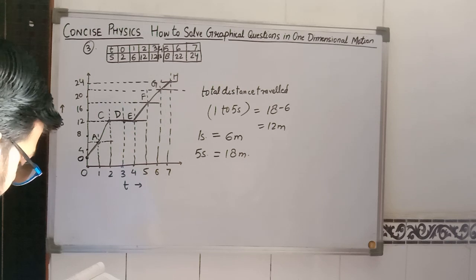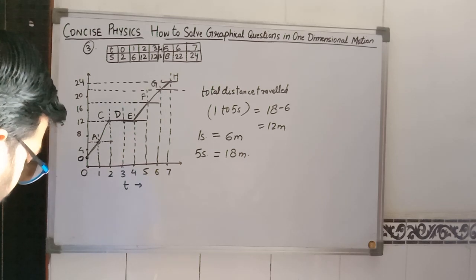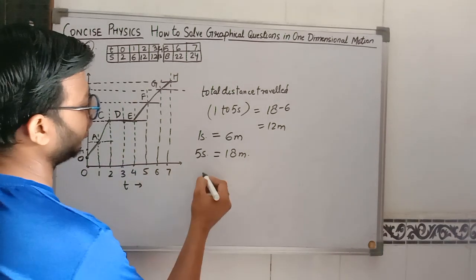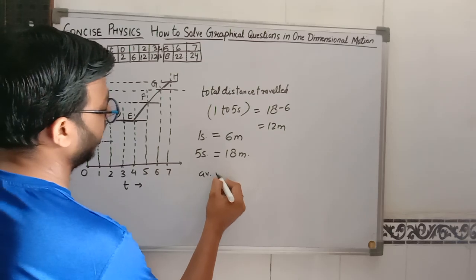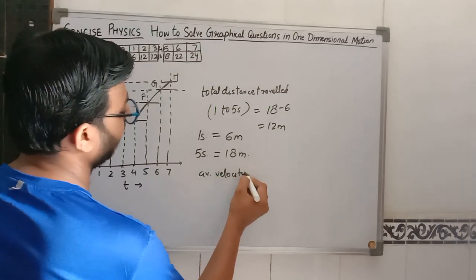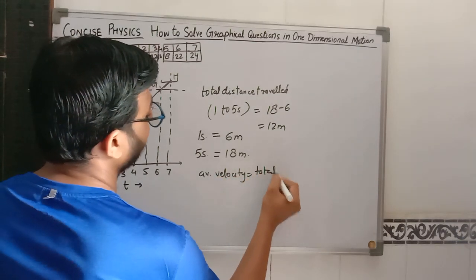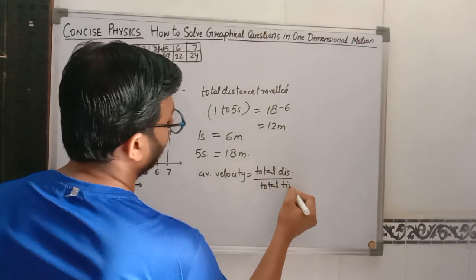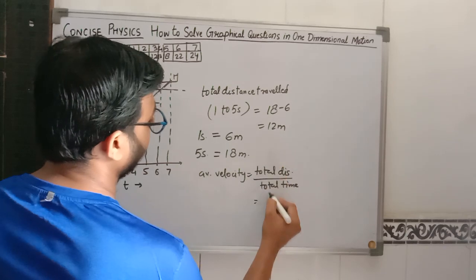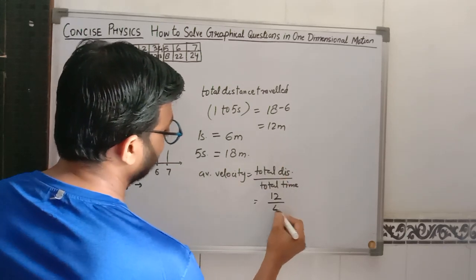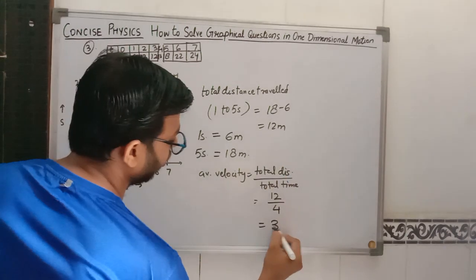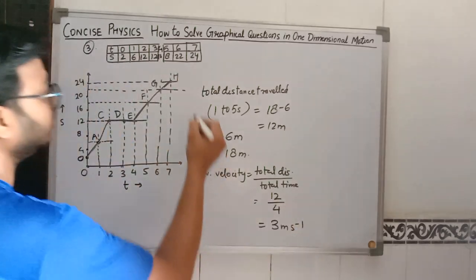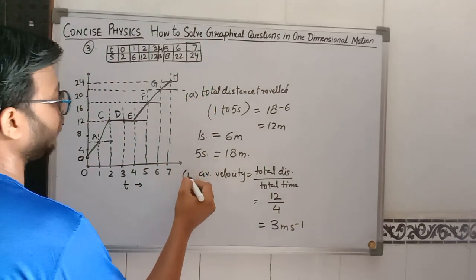Between 1 to 5 we have to find the average velocity. The average velocity formula is total displacement upon total time. Total displacement is 12 and total time is 4, so 12 divided by 4 is 3 meter per second. These are the two terms which we have to find.